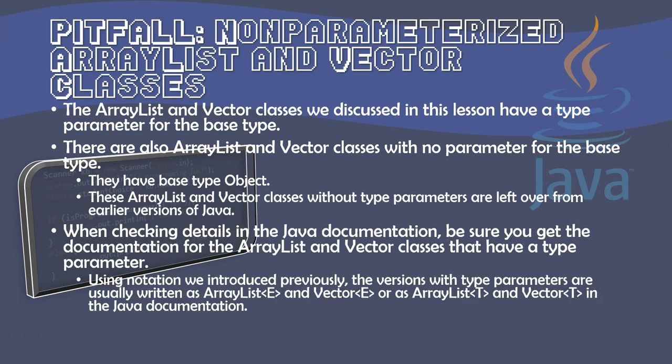So if you're wondering, which version is this? Well, you can always check the Java documentation to make sure you have documentation for ArrayList and vector classes that have a type parameter. And in the notation that we're familiar with, you'll see something like ArrayList<E> or Vector<E>, or like ArrayList<T> and Vector<T>. I've seen a lot of ArrayList<T>, for example, used within Java documentation. This is always a good way for us to see which version it is.